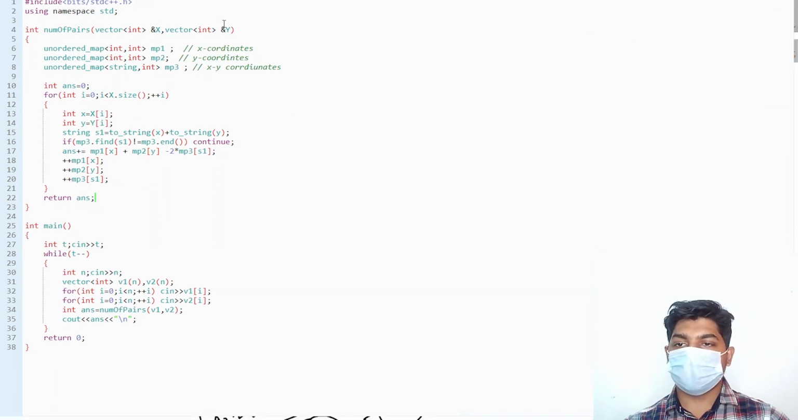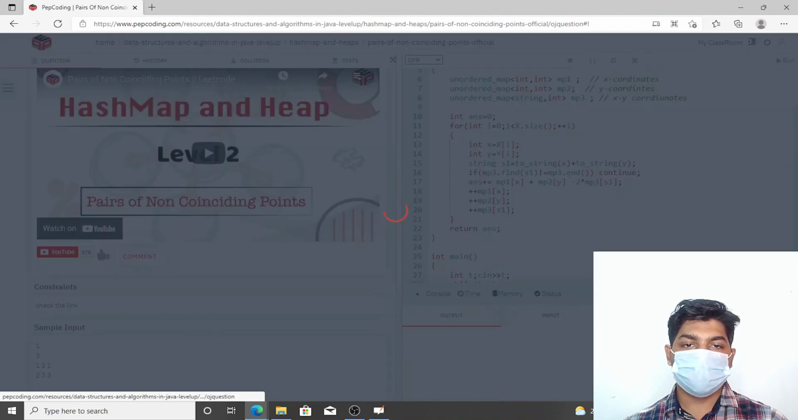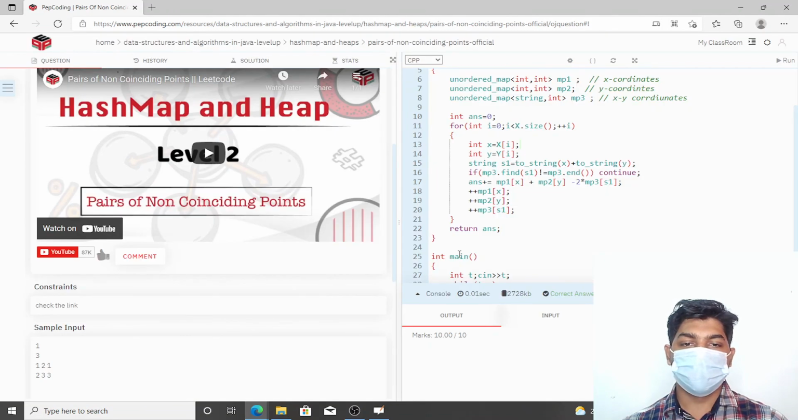So this was for the problem part. Now let's try to submit this code. Let's see whether it is working or not. Yeah, so it is working.